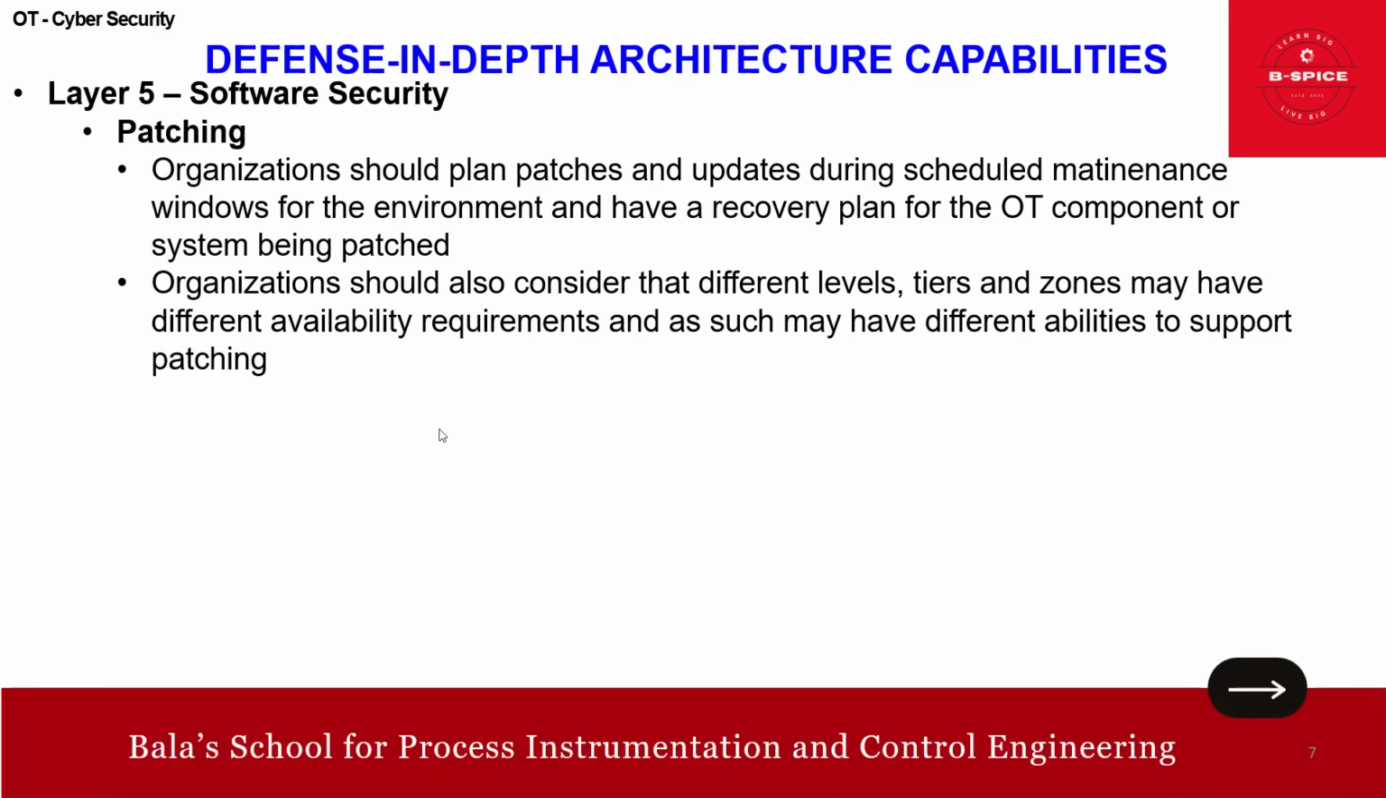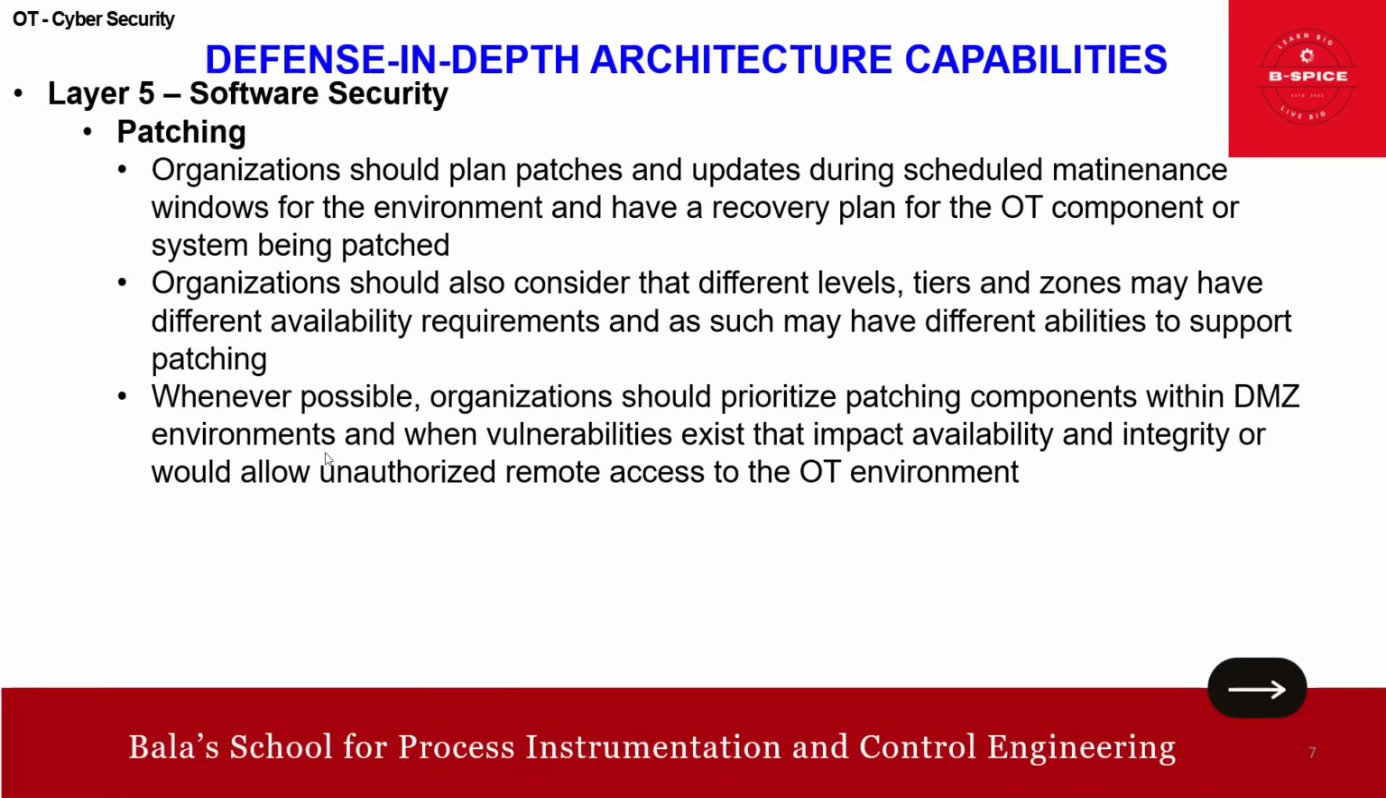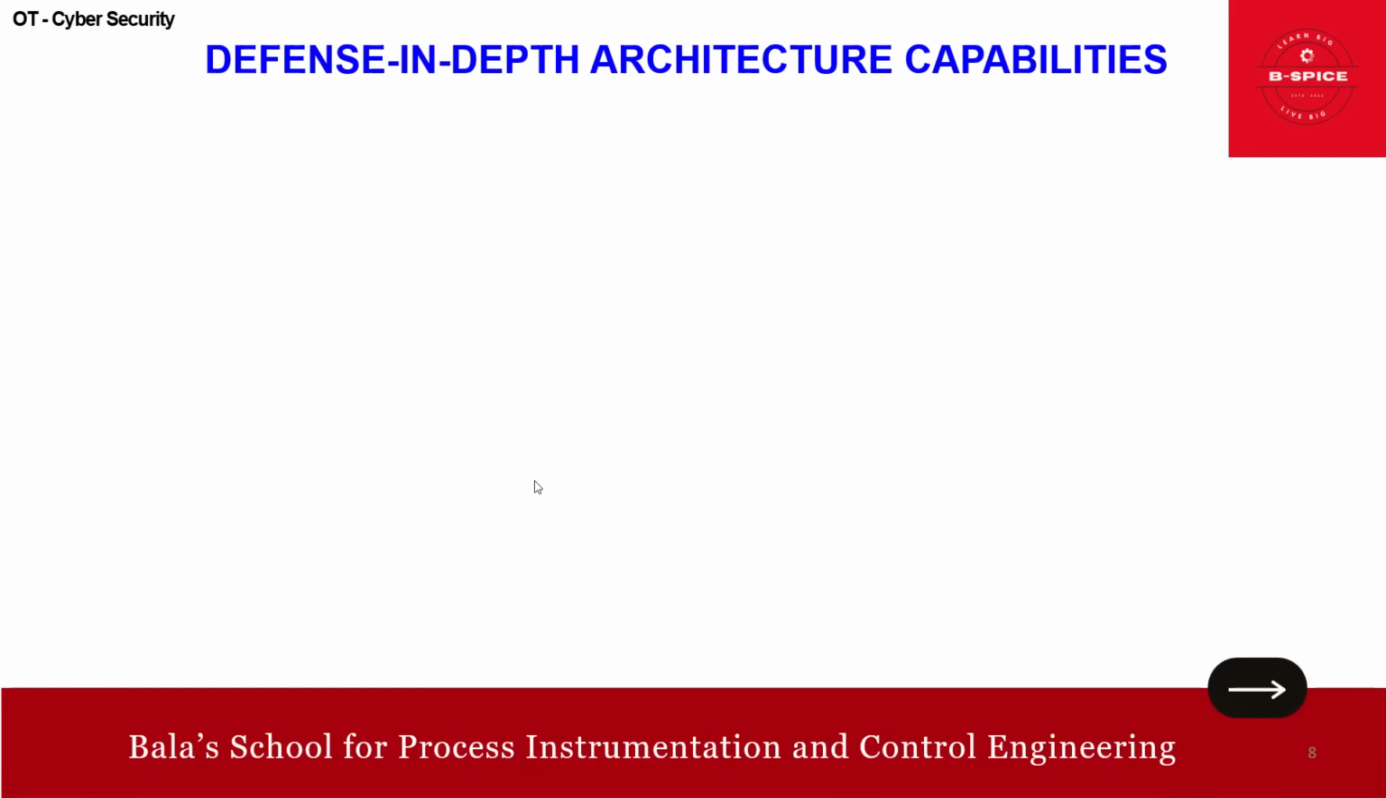Organizations should also consider that the different levels, tiers, and zones may have different availability requirements and as such may have different abilities to support patching. Whenever possible, organizations should prioritize patching components within the DMZ environment, and when vulnerabilities exist that impact availability and integrity or would allow unauthorized remote access to the OT environment. So the point is we should prioritize patching components within the DMZ environment. So that's about the patching.